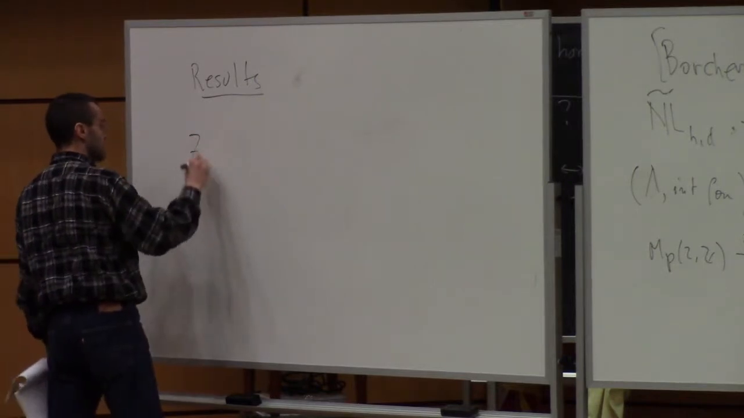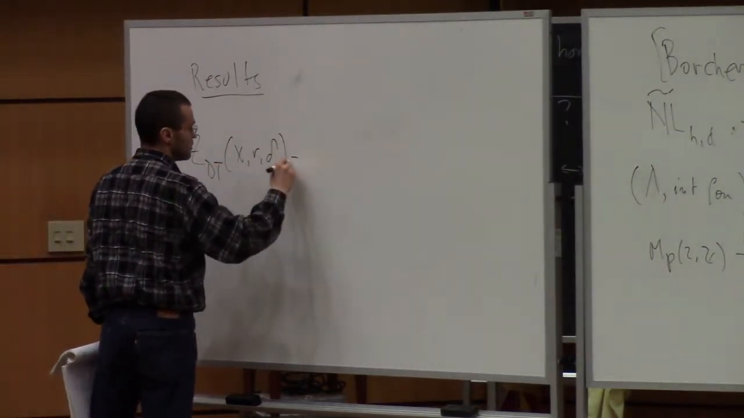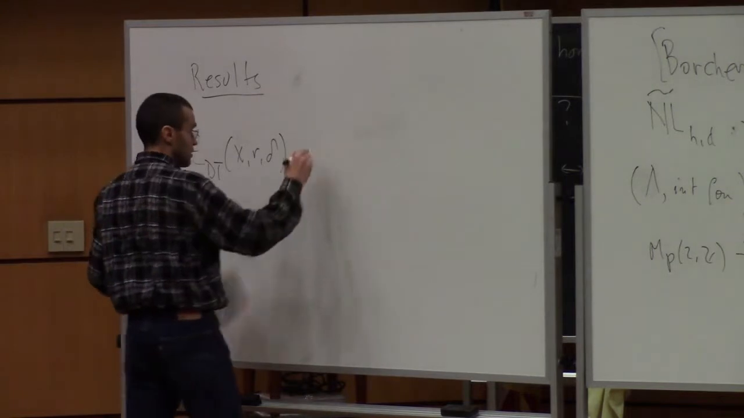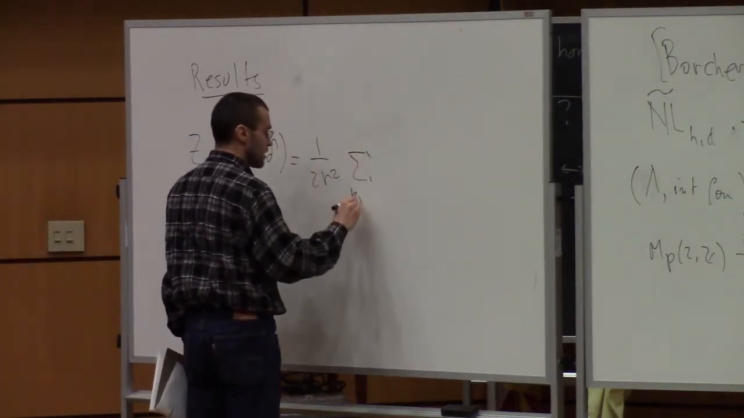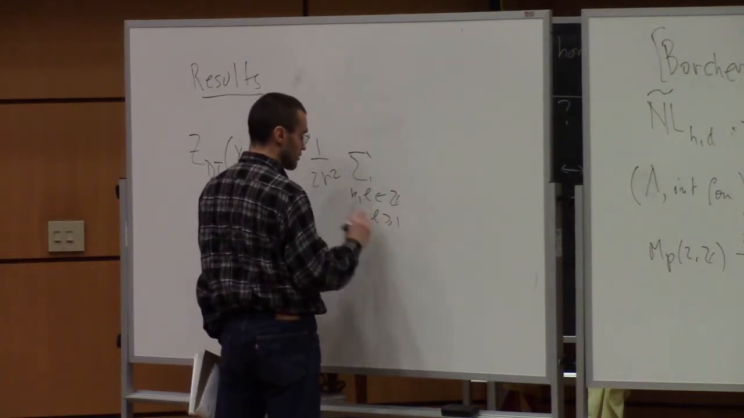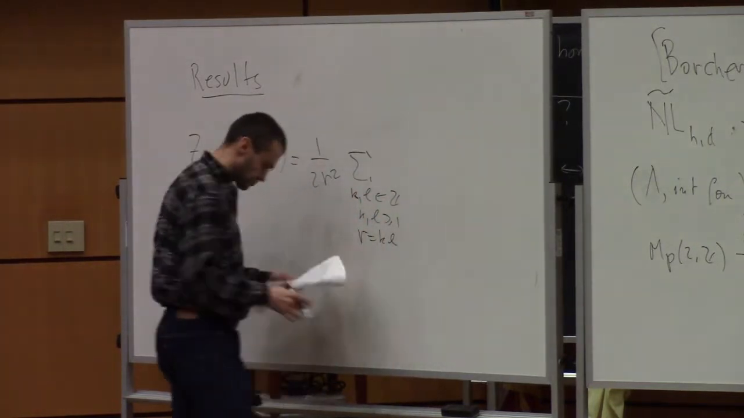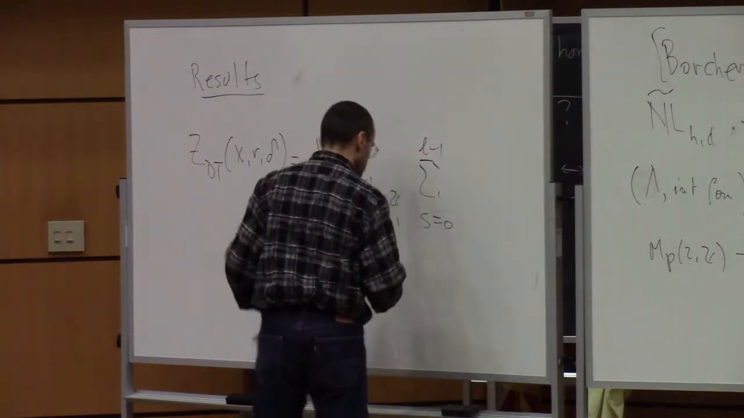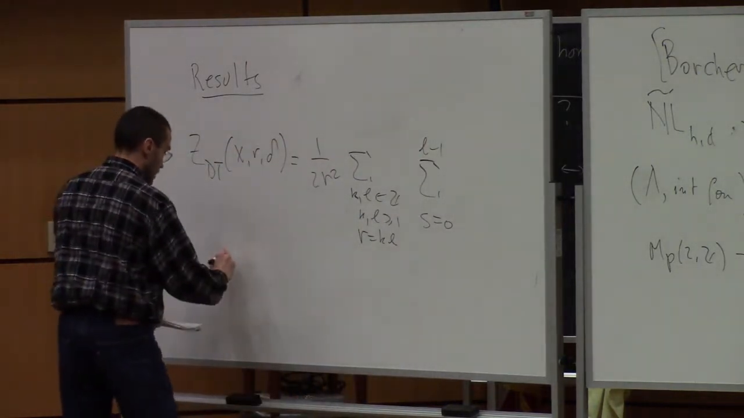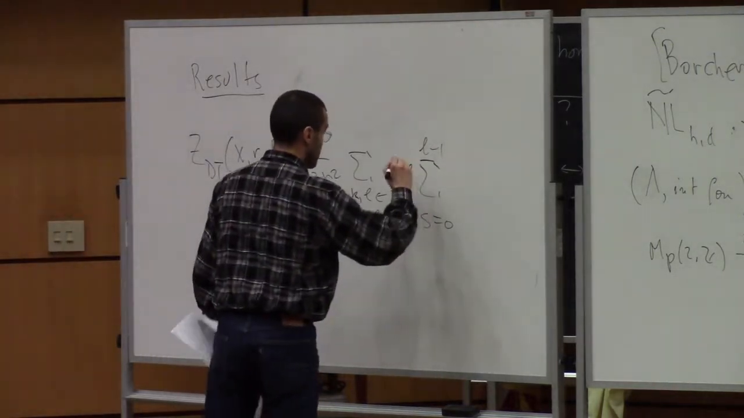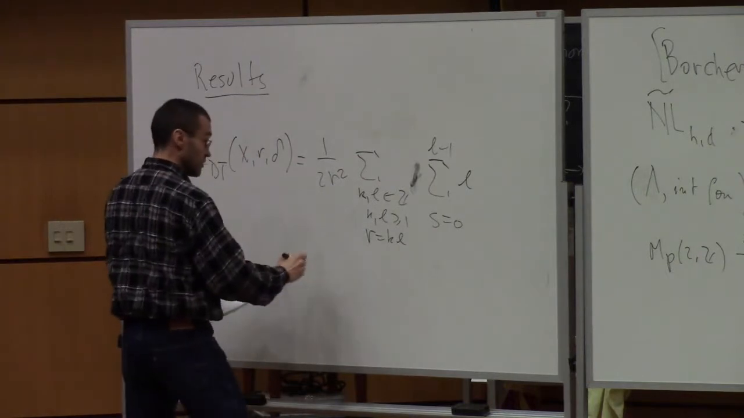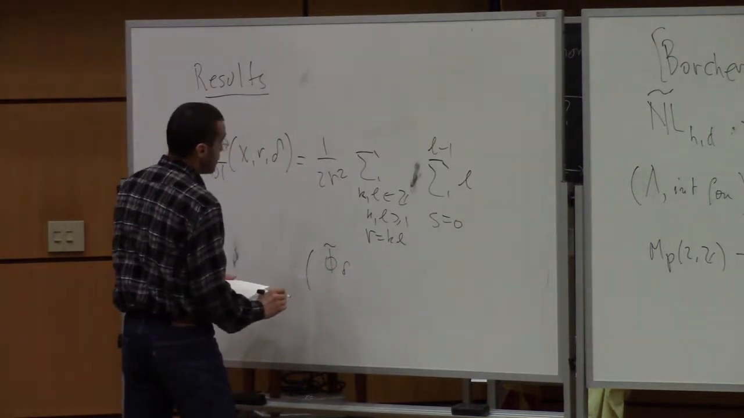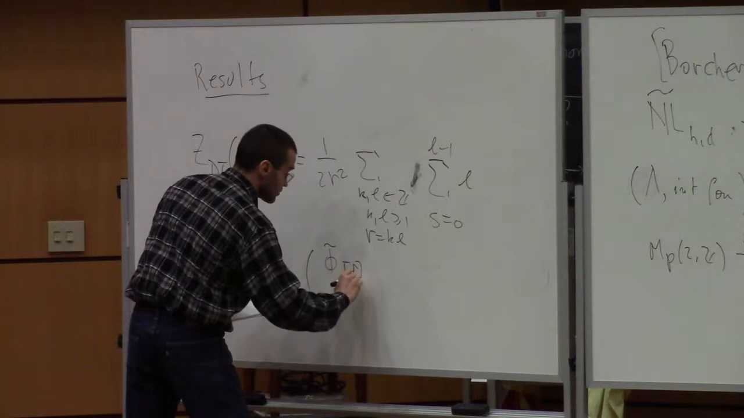Okay, so we want to say that Z_BT of X, r, delta. It's the first claim. It's a very explicit form for the series, which is going to be given like this. It's 1 over 2r squared, sum over k and l integers, k and l greater or equal to 1, with r equals kl, sum over s equals 0 to l minus 1, of l, so there's a factor l here, I should put it there, or maybe here, it doesn't matter. And then the summands are phi twiddle, delta, no, not delta, sorry. Just write it and then I'll explain.